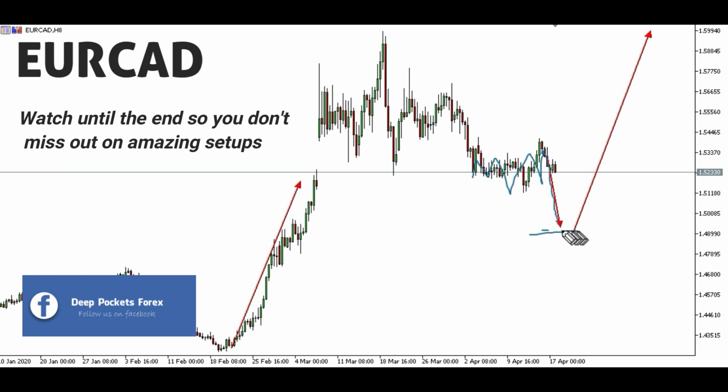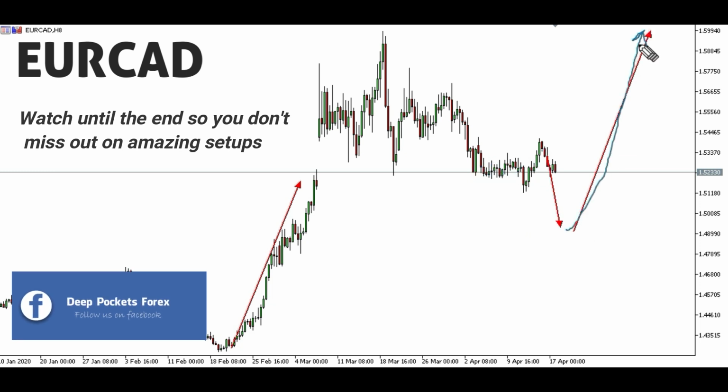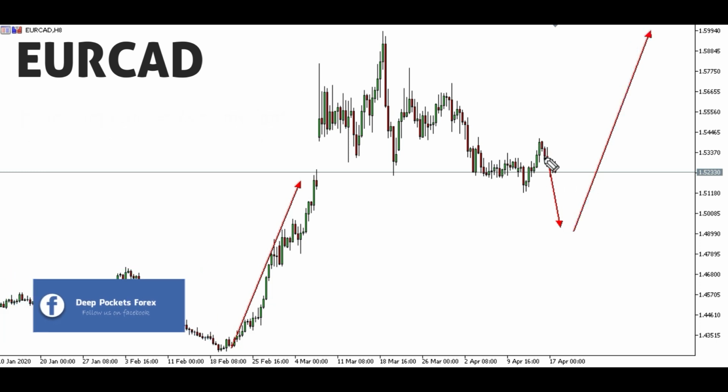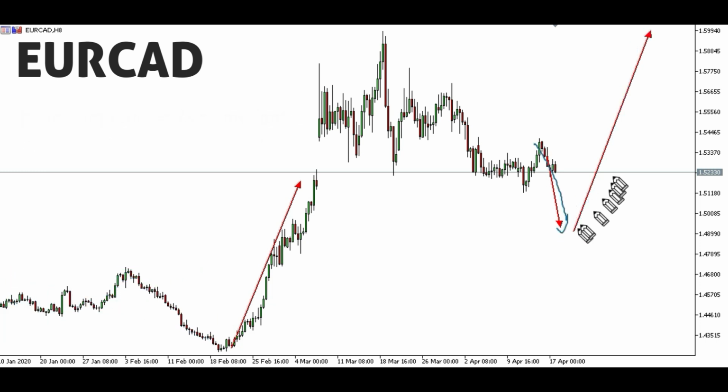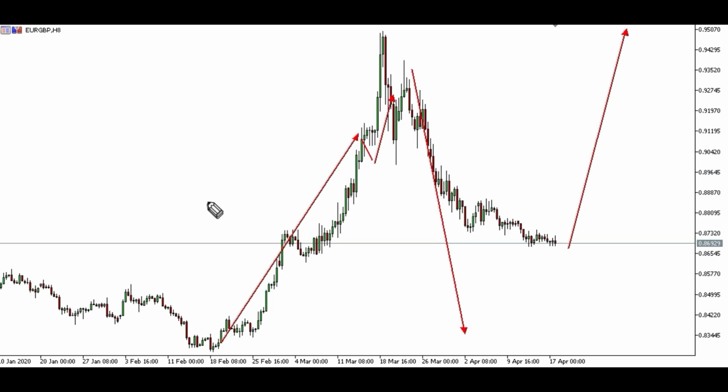Then from this level, for EuroCAD, we'll be looking forward to an up move until this level. When we get this down move, we'll be looking forward to taking this up move here. We will not trade the down move, but we will wait to get the up move. If we get our opportunity to trade it up, we'll be entering this buy here for EuroCAD.